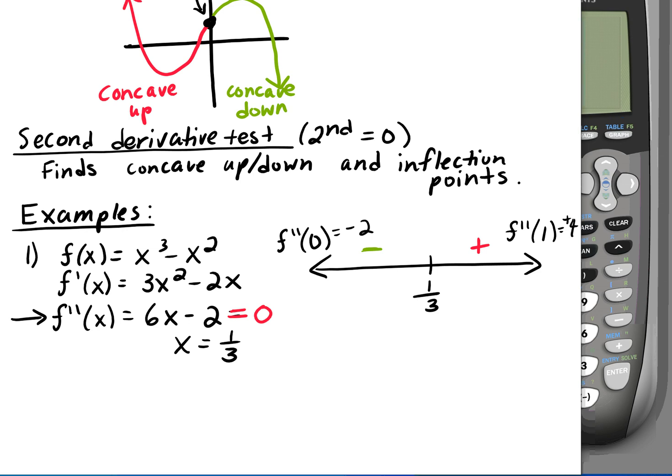So if I now move on to the original function, if it's negative, f of x is concave down. Down and negative makes sense, they go together. And then if it's positive, the original function would be concave up.